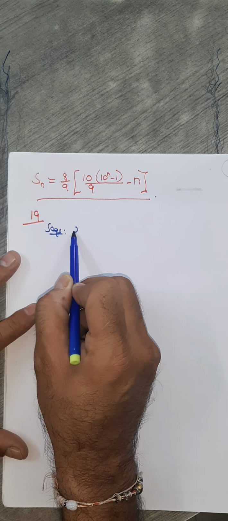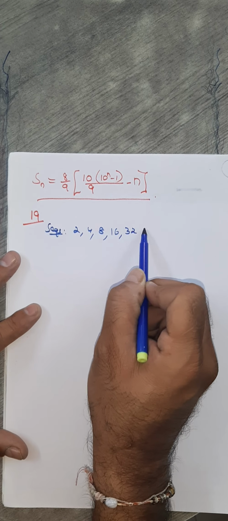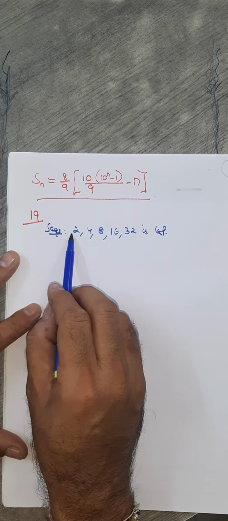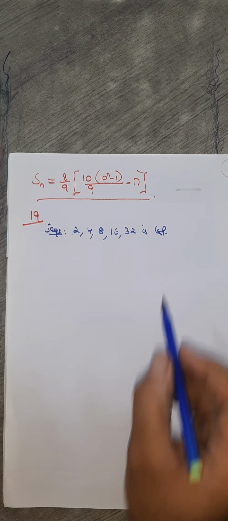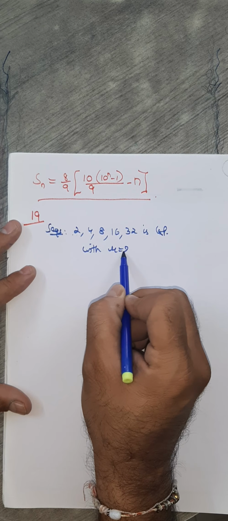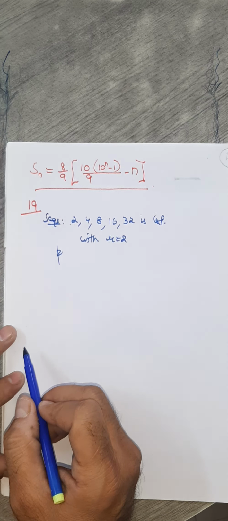The one sequence is 2, 4, 8, 16 and 32. You know that is a geometric progression. Right? What is A? 2. The common ratio is also 2. You can see, this is a GP with R equals 2. Common ratio equals 2. The first term is this. And what about the other progression?